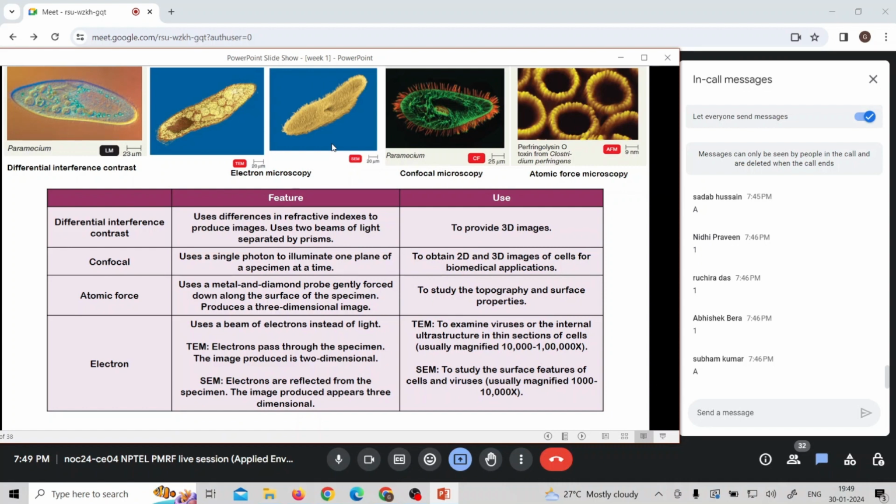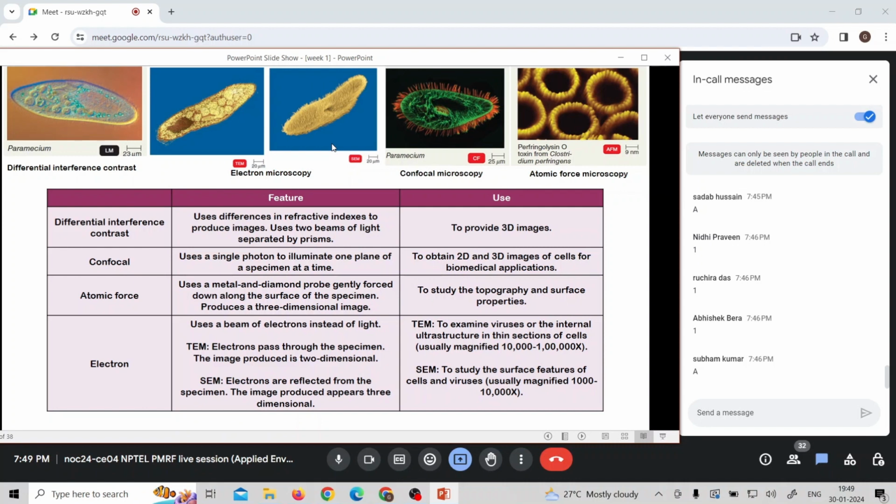And finally, the atomic force microscopy. You can see this is very different from all the rest of the images, where it doesn't show any complete structure or something. It shows how the surface just looks. You can see that this is the perfringolysin O toxin from the Clostridium perfringens organism, right? So you can see how the protein or toxin basically looks. It has a surface structure similar to this.